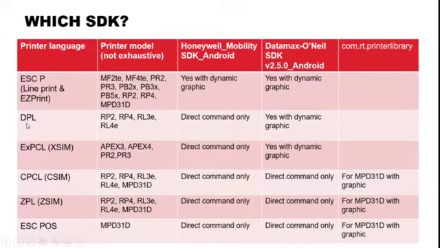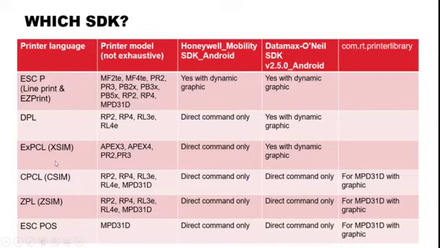As for DPL, which is Datamax Programming Language, this primarily works on the RP and IL series of the mobile printers. If you are using the Mobility SDK for Android, you can only print with the direct command. If you want to print with graphics, you need to write your own graphics generator to generate the right graphic format for the DPL. As for the Datamax-O'Neil SDK, it does come with the direct command and also the dynamic graphics command for you to generate the graphic required for the DPL.